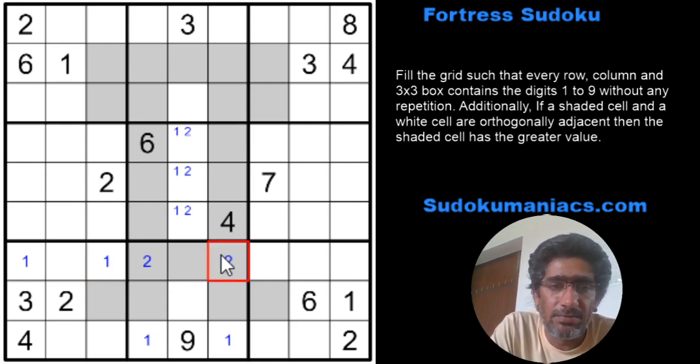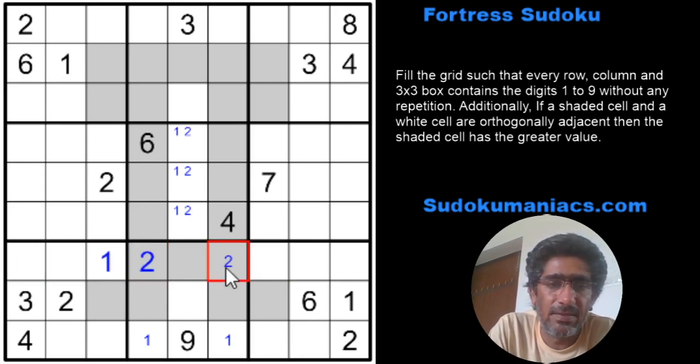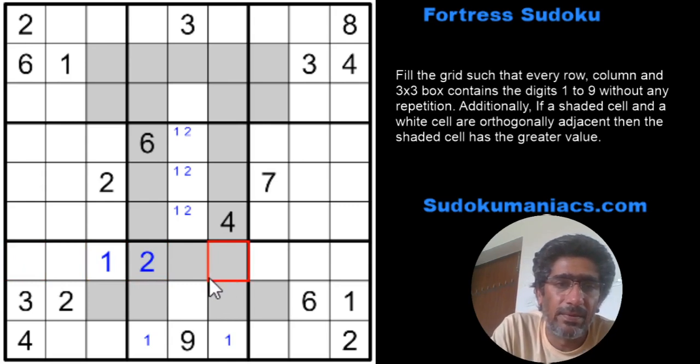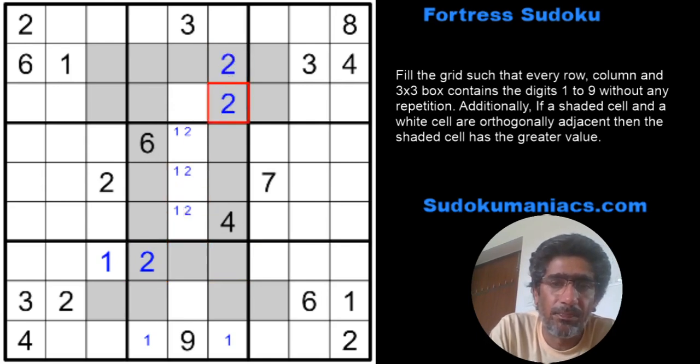So row 7 column 6 cannot be a 2 because we already have a 1 in box 9. So this has to be a 2, this becomes a 1, so I can eliminate this, right? So the 2 will be locked in column 5, the 2 has to be in these two, right?